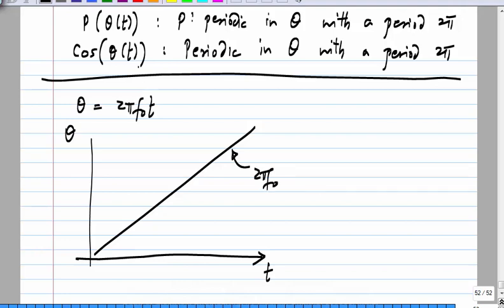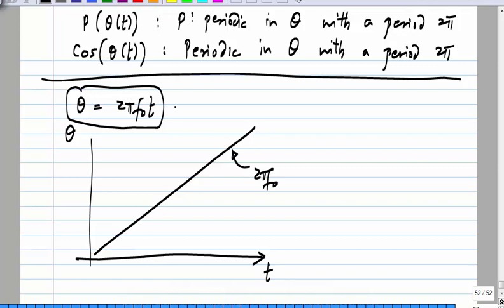So, what kind of signal will this correspond to? If theta equals 2 pi f naught t, what is it? What is the signal cos theta of t? What will that be? So, sinusoid, now this is periodic in time also. This cos function is always periodic in its argument, right, in theta. Now, if theta is linear in t, theta is proportional to t, then it is also periodic in t.